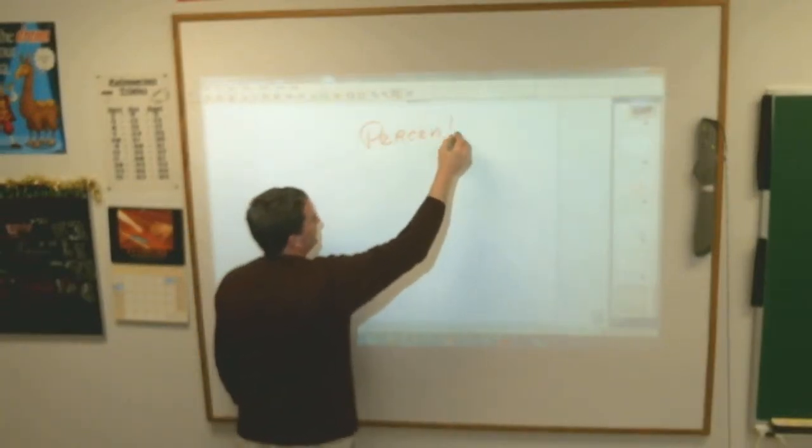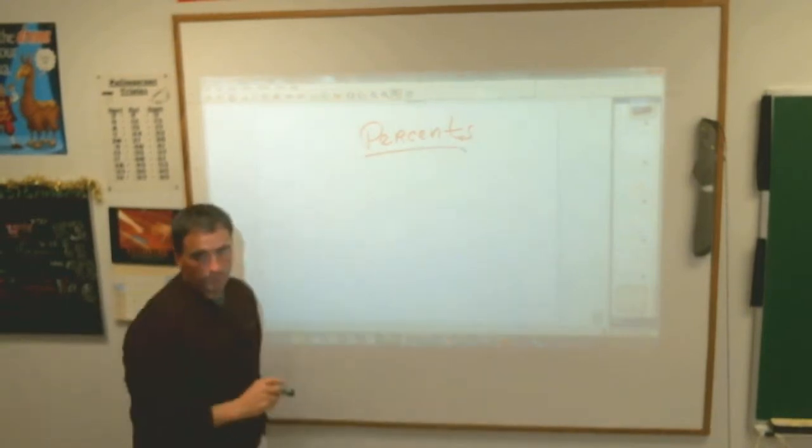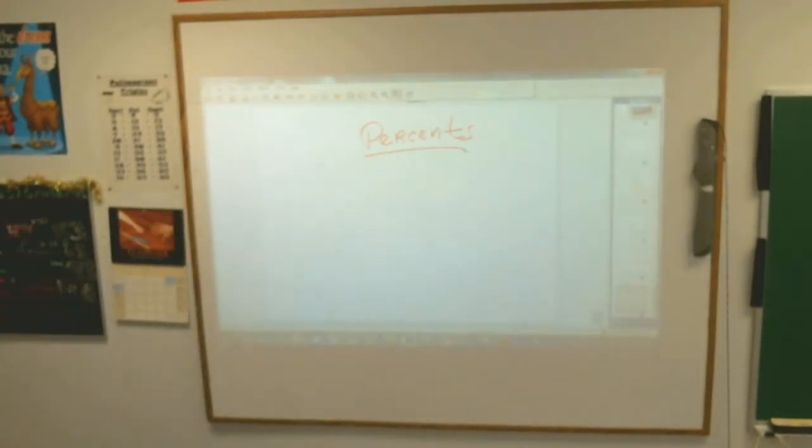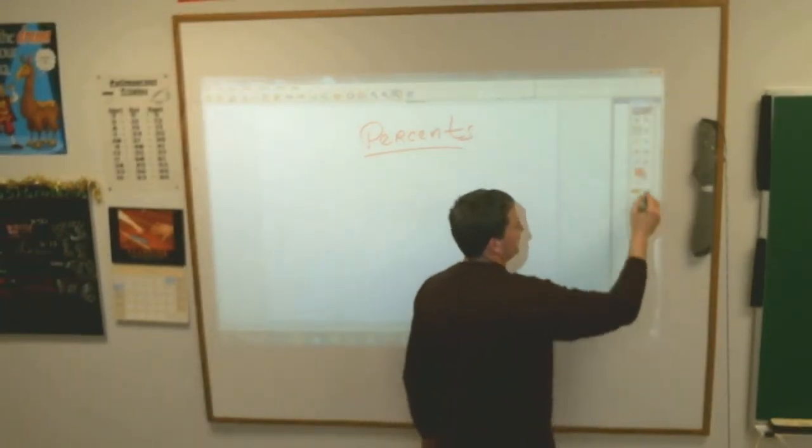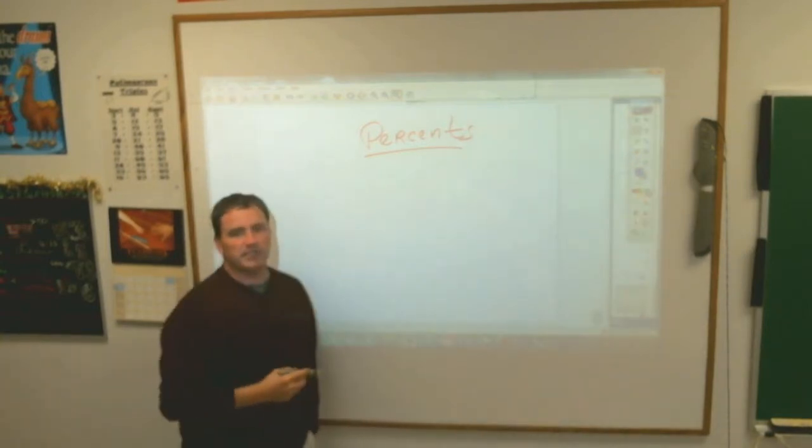Once again, I think we've discussed this at length. Percents. What does percent mean? Oh boy. Maybe we haven't talked percents. Where have we talked percents? I know we have. What does percent mean?